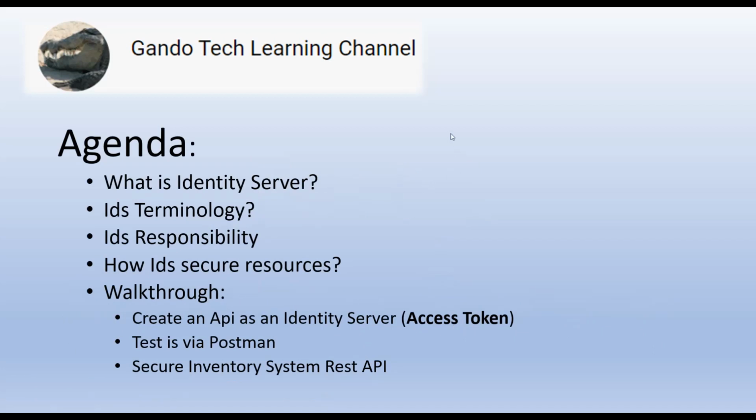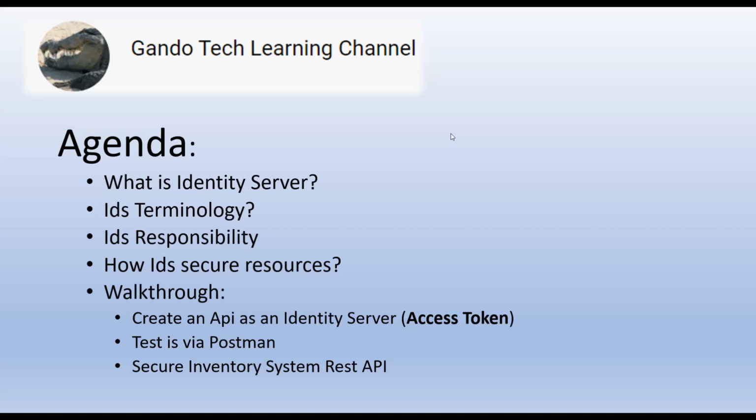So as part of this video, we are covering this agenda. What is identity server actually? Talking about the IDS terminologies in terms of the responsibilities and how IDS secures the resources, and then we will have a walkthrough to see how to implement and create an API as an identity server. In this video, we're just covering the access token part, which is accessibility to resources like APIs. And then we are going to test this API via Postman.